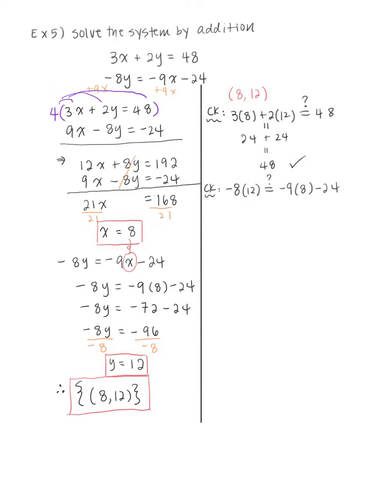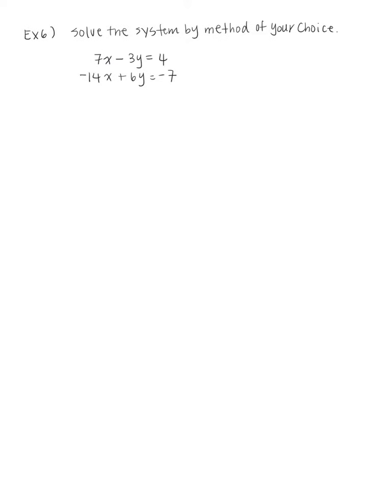All right, so let's compute the left-hand side. Negative 8 times 12 is negative 96. Now let's compute the right-hand side. So here you're going to have negative 72 minus the 24, which is negative 96. So it matches up. So we computed it correctly. So therefore, our official answer is going to be 8, 12.